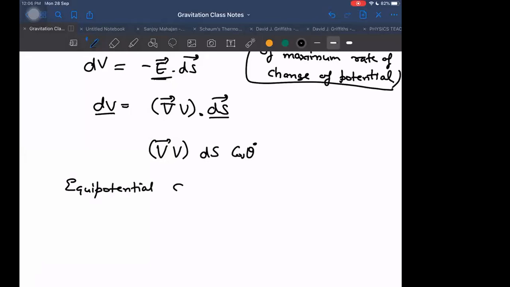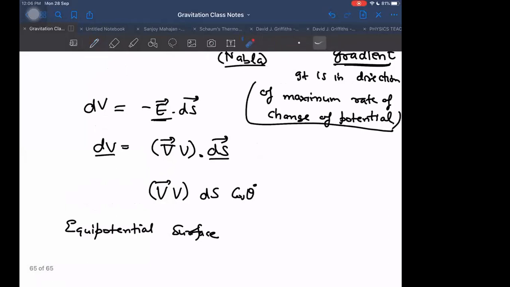Equipotential. Before coming to equipotential, let me tell one more thing here. This is valid even if I say minus of del T. Del T, T is the temperature.